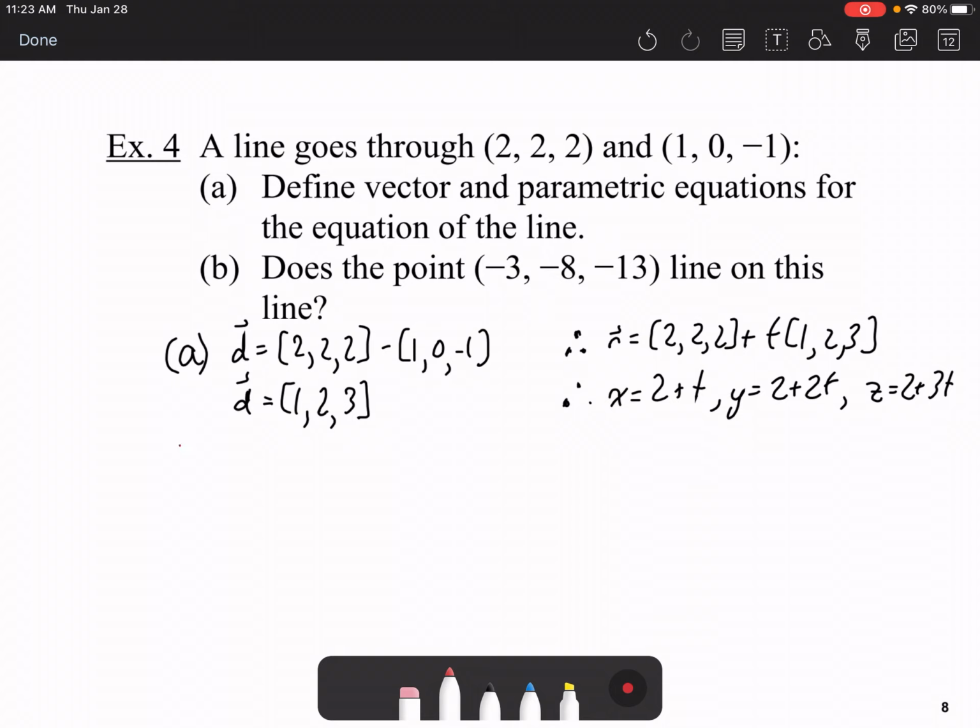Okay, so part B. Find if the point exists on the line. Again, we've already seen something like this. Give it a try, see if you can figure out if this point lies on the line. Pause the video at this moment. Okay, so I'm going to work it out, showing you. There's one t value.